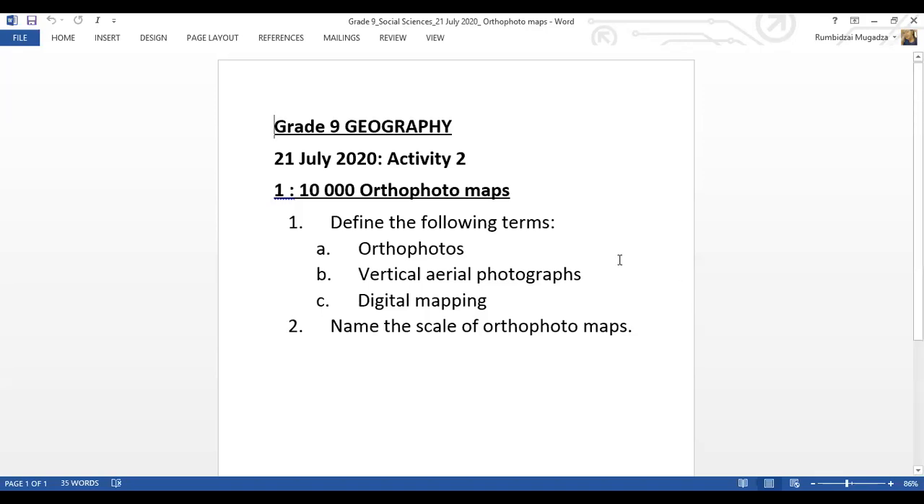Okay. What about B, vertical area photographs? What is a vertical area photograph? From Nosipo, one which has been taken with the camera axis directed towards the ground. That's very good, Nosipo. Vertical area photographs, what are they? Others, what do you say? We are on 1B now.